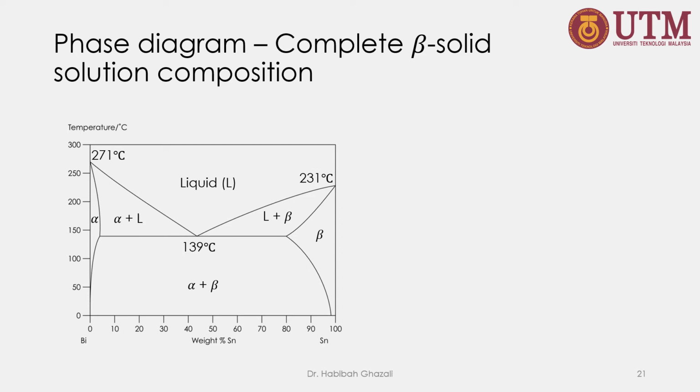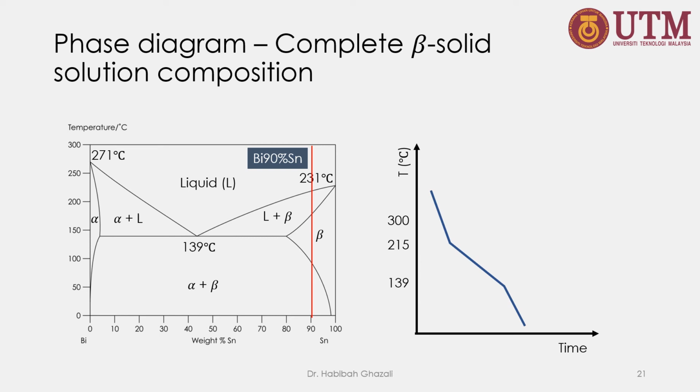The last composition that I would like to discuss is this composition here. This alloy consists of 10% bismuth and 90% tin. The cooling curve for this alloy will look like this. As soon as heat is removed from the system, the liquid will start to cool down.